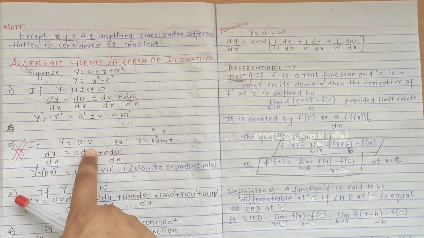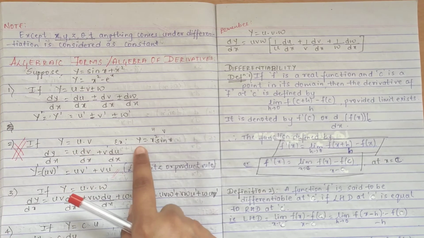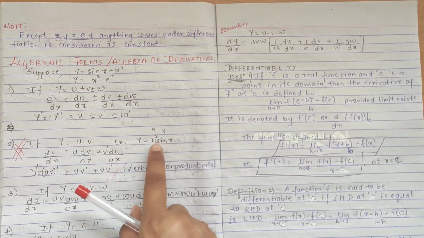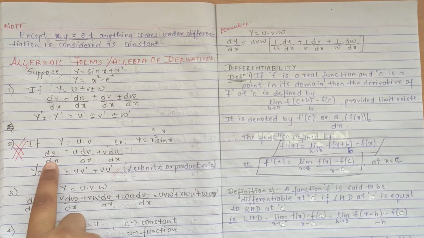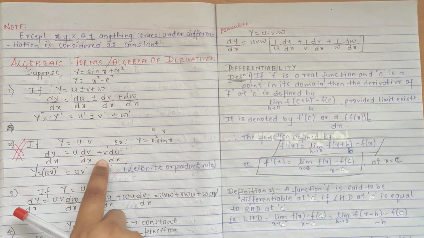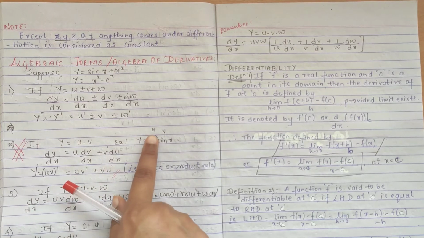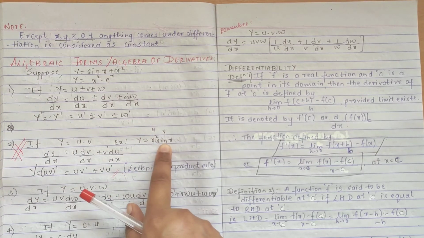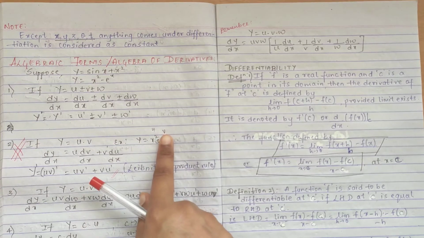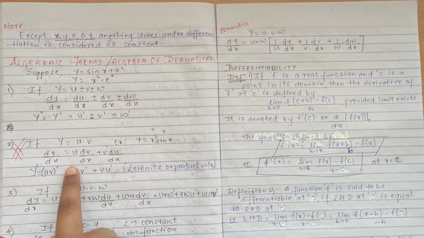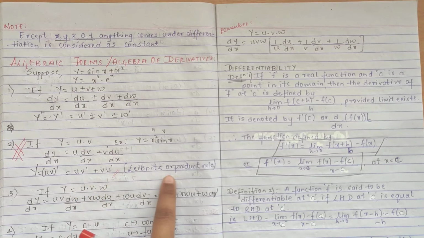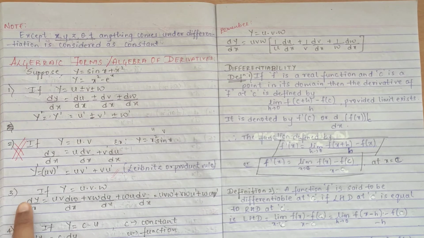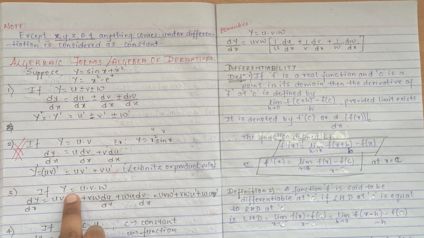Second, if y is equal to u into v. U into v means what? Product rule, right? For example, you have y is equal to x square into sin x. You have two terms in a product, multiplication. If such a case is there, how will you differentiate? See here, dy by dx equals u dv by dx plus v into du by dx. First keeping one term as it is, differentiating the other, plus keeping the second term as it is and differentiating the first term. That's it. You can also write it as u v dash plus v u dash, and it is known as the Leibniz or product rule.